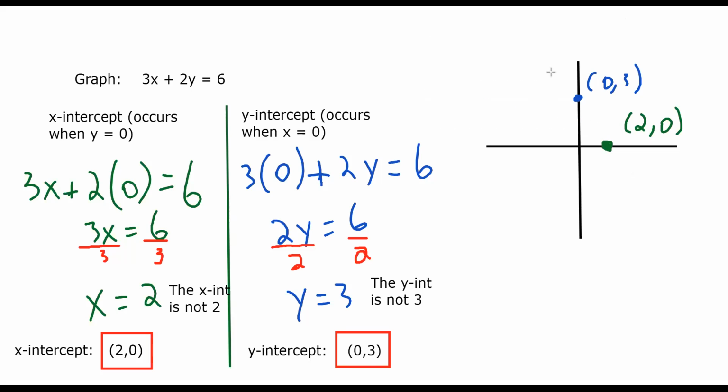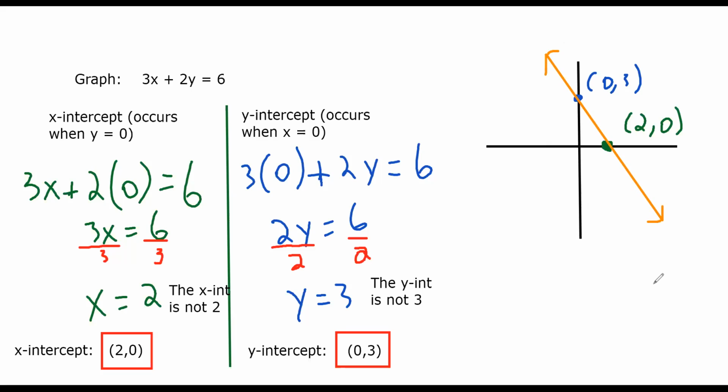Oops. So about like that. We'll draw arrowheads on both ends, implying that the line continues on forever and ever. And this is how we graph with intercepts.